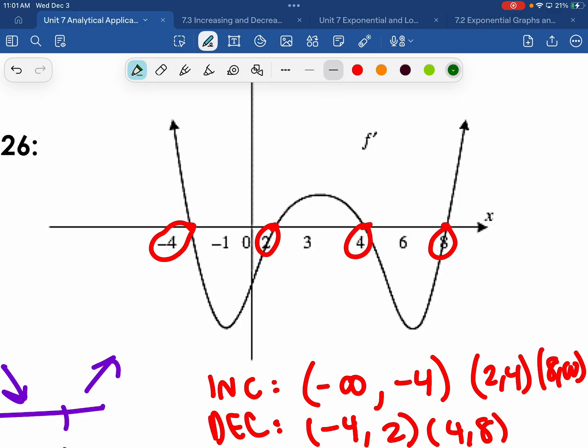Okay, so now I want to know specifically at these numbers which one's a max and a min. So at -4, is that going to be a max or a min? If you're going from positive to negative. Max. What about at 2? Min. Negative to positive is min. What about at 4? Max. And then at 8?